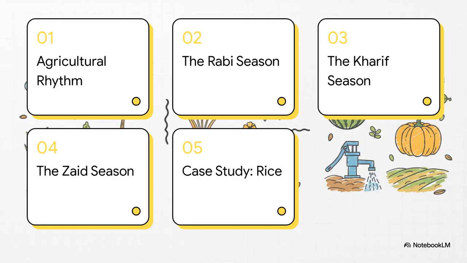All right, here's our game plan. First, we'll get a feel for the overall agricultural rhythm of the country. Then, we'll dive deep into the three main seasons, Rabi, Kharif, and that little season in between, Zaid. And we'll wrap it all up with a close look at India's most vital crop, rice.